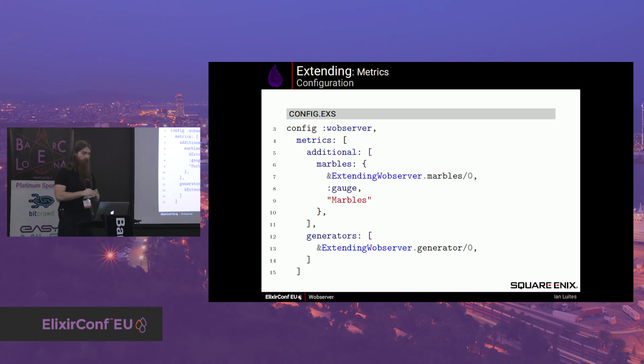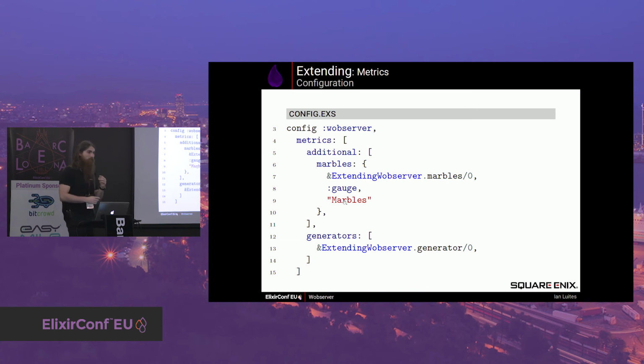How do you configure those things? I've got a configuration example here. You just define metrics. You say, hey, I have additional metrics, and my additional metric is called marbles, and this marbles method generates the actual data, so it sets like, we have 5 marbles, 6 marbles, whatever. It's a gauge, so we can lose marbles for some reason, and we call it marbles.